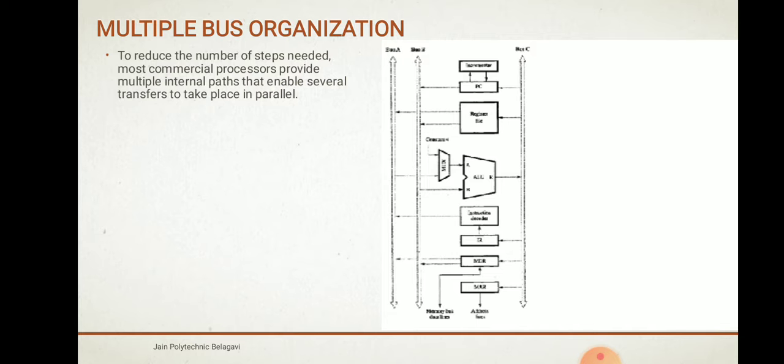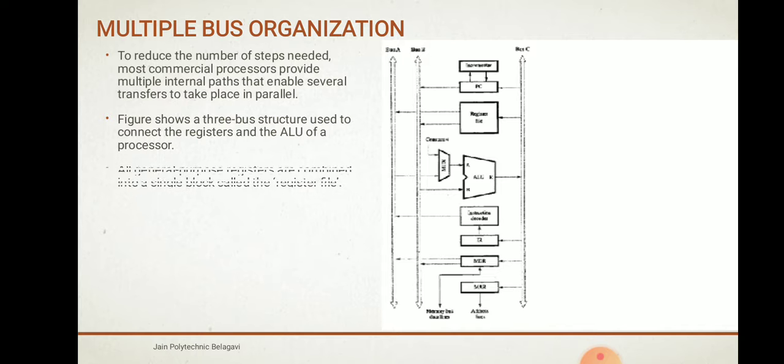So in single bus organization, the transfer of data was taking place sequentially. The program counter was incremented and after that data was loaded into the MDR register. But to reduce the steps as well as to increase the speed, if we use multiple bus organization, then these steps can be done simultaneously, that is incrementing the program counter as well as placing the data into the MAR register. So it shows a 3 bus structure used to connect the registers and the ALU of a processor.